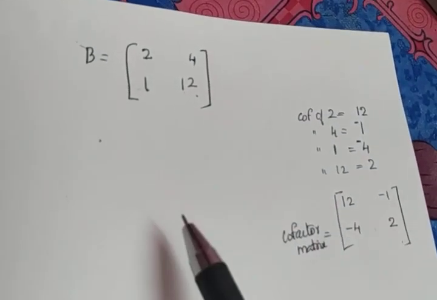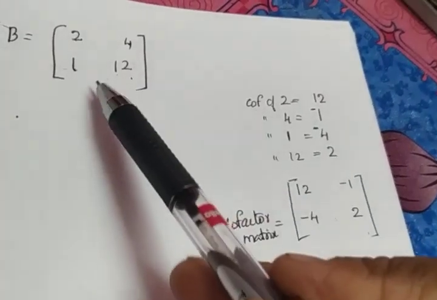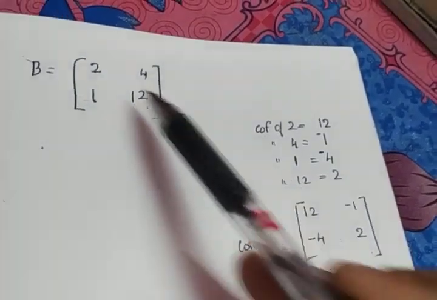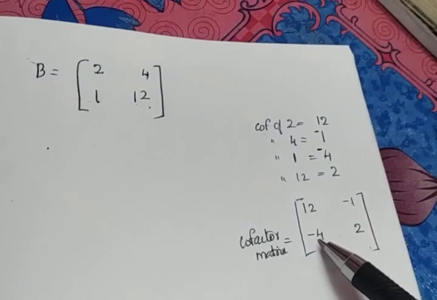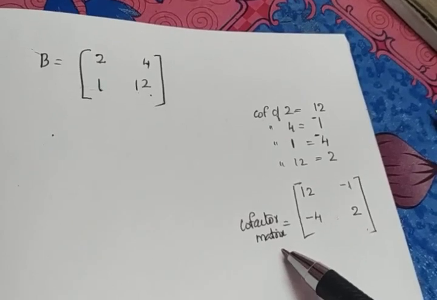And in the case of off diagonal elements, the elements get reversed with a change in sign. The off diagonal elements are 4 and 1. Here they got reversed as 1 and 4, and the sign also changed, isn't it? So that is an easy way to write the cofactor matrix.